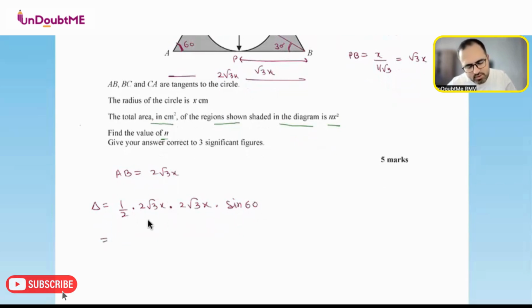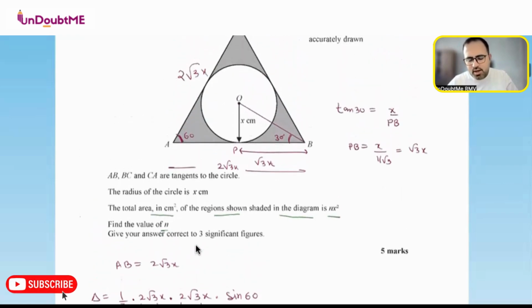We have to just solve this. So it will be 2 root 3. 2 root 3 is 4. 4 times 3 is 12. 12 over 2 is 6. So 6x squared. And then here we have sine 60, which is root 3 by 2. So 4 3s are 12. 12 by 2, 6 root 3 by 2. And that will be finally 3 root 3 x squared, because 2 and 6 will get cancelled and we will be left with this. Now that's area of a triangle.